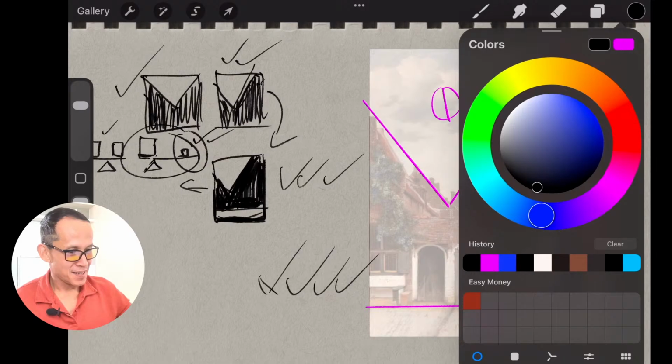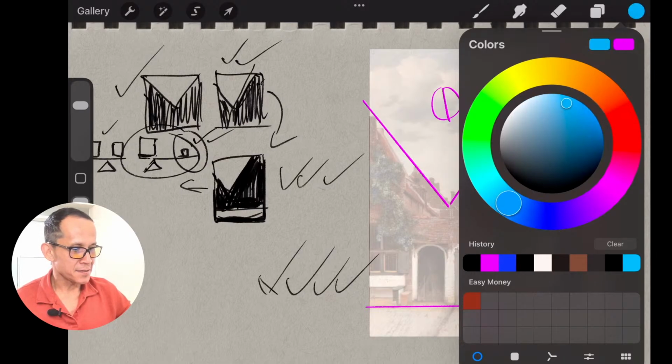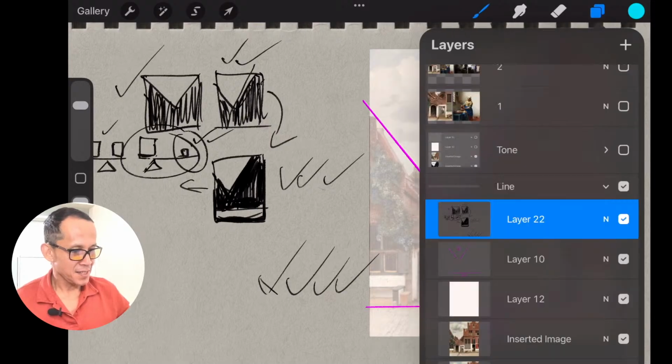And I'm going to use special blue ink. I'm going to make it blue-green, so it looks even more specialer.